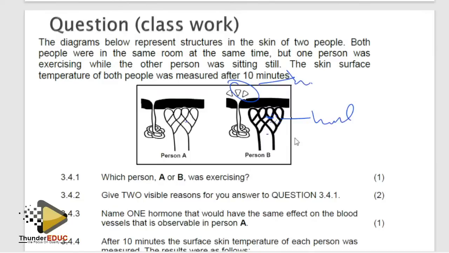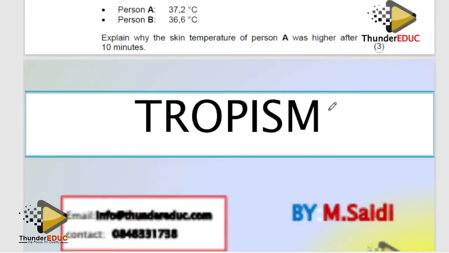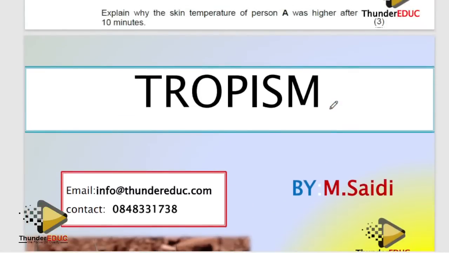The blood capillaries are dilated, and then the sweat. Here, the blood capillaries are very small, and then they are narrow. They are below the skin surface more, and then there's no sweat. So basically that's it. And then they are saying name the hormone that would have the same effect on blood vessels observed in A. Here, the blood vessels constrict, so it is adrenaline. Please don't forget about it. Tropism is the last topic, guys.